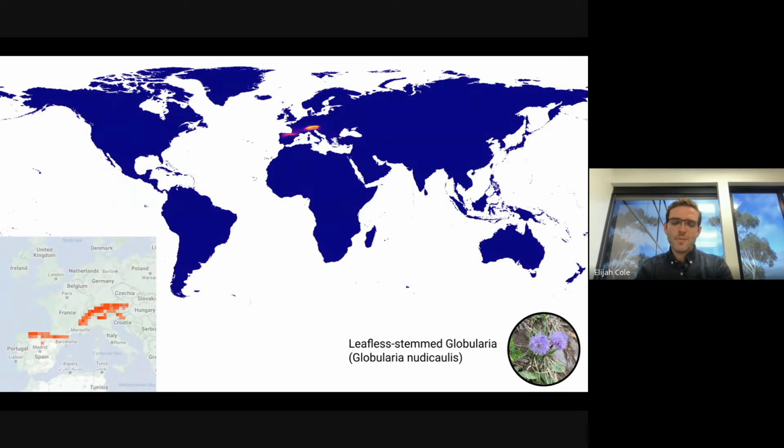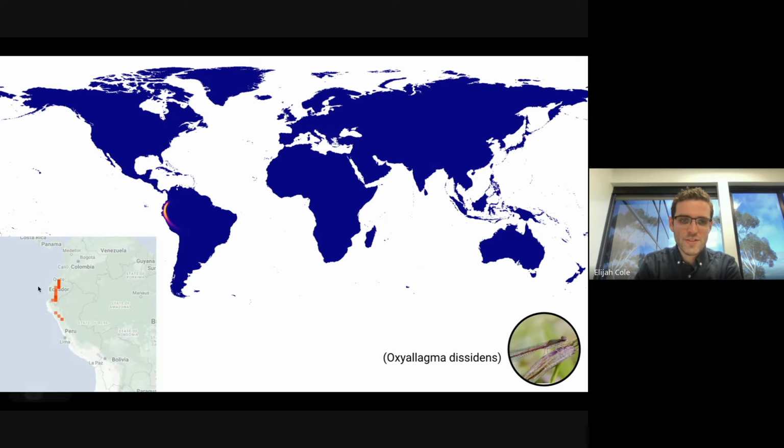And so here's a couple examples of maps produced by this model. This is a species of flower that you can see in Western Europe. Here's the observations for iNaturalist, and here's the predictions for our model. Go through a couple of these. There's another one here in Ecuador and Peru. You can see it's an insect species, and the model captures that range well.